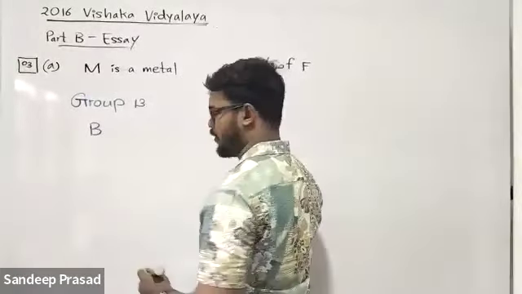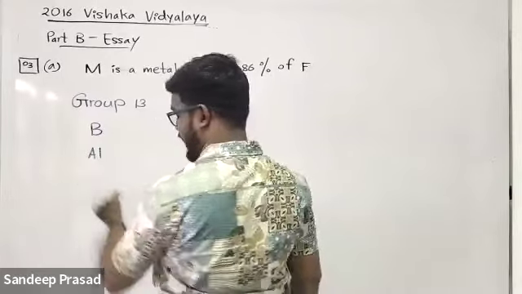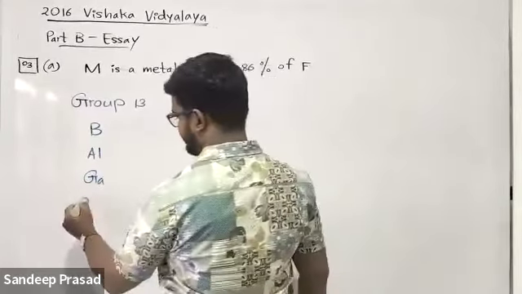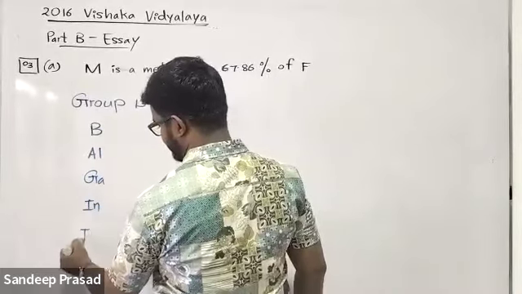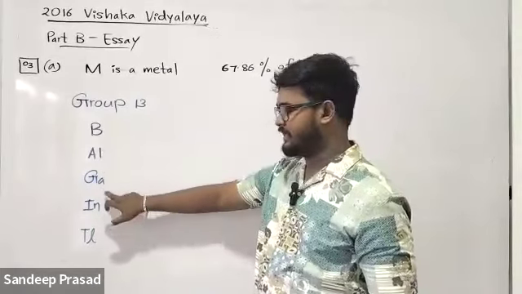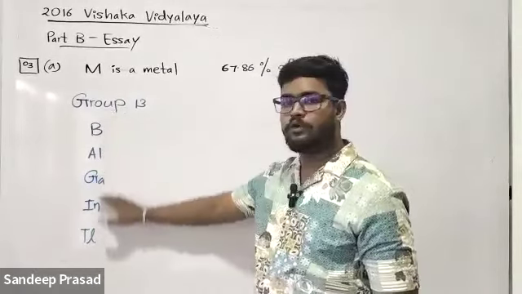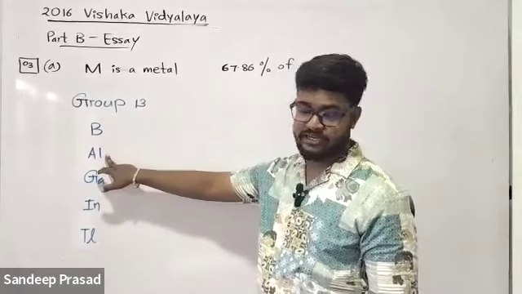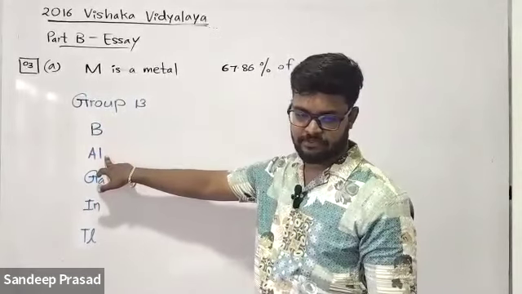First one is boron, aluminium, gallium, indium, and thallium. Boron, aluminium, gallium, indium, thallium. All of them are metals. But remember, aluminium is special. The reason is aluminium is amphoteric, right?